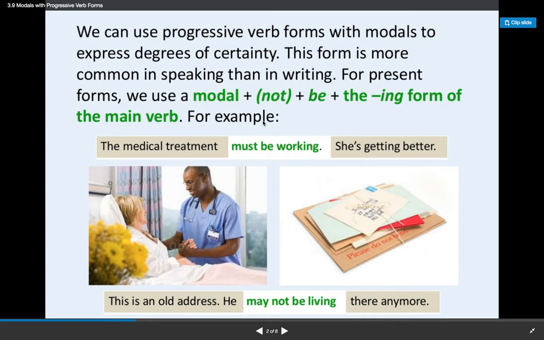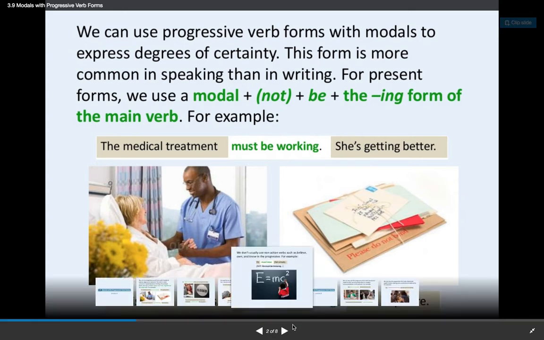For example, the medical treatment must be working. She's getting better. Means I think, I'm sure the medical treatment is working. Or this is an old address. He may not be living there anymore. Means maybe he is not living there anymore.